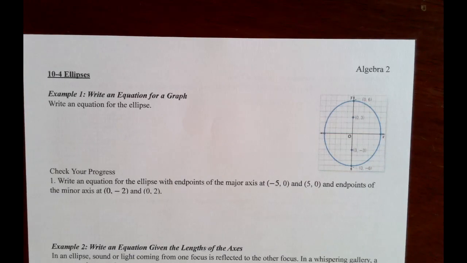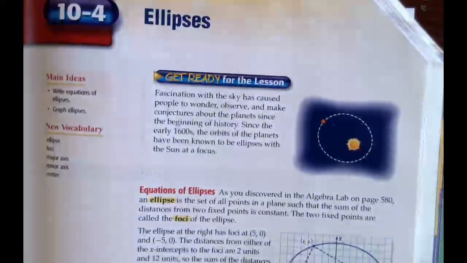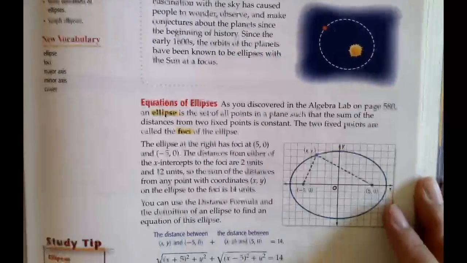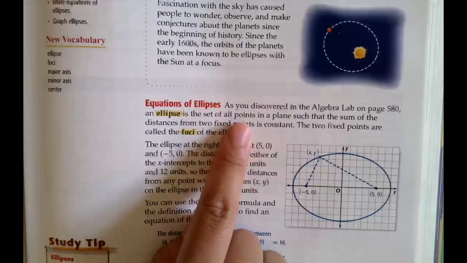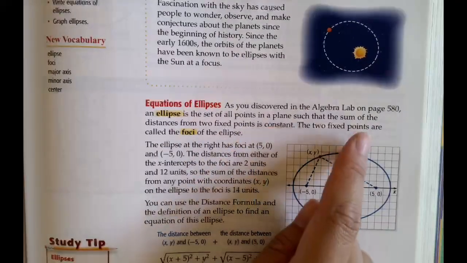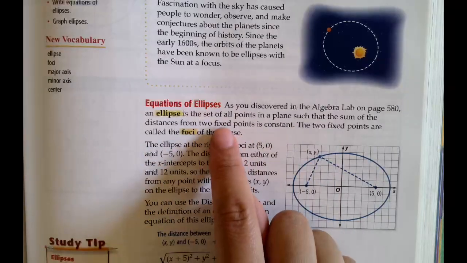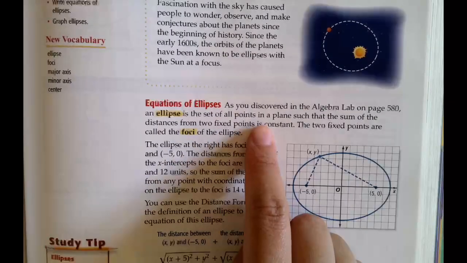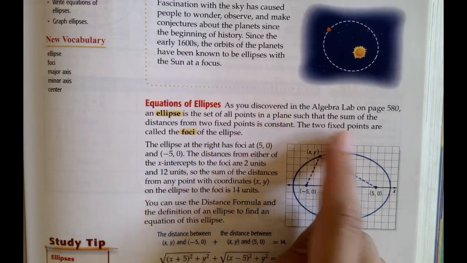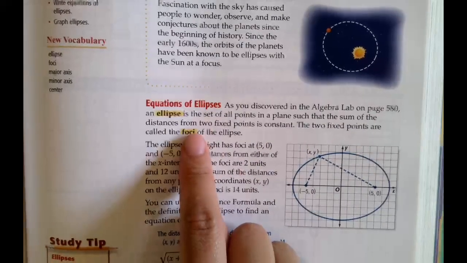Hi guys, so today we're going to be learning about ellipses. Before we get started with our example problems, let's take a look at the textbook in regards to what an ellipse is and some of its key features. An ellipse is the set of all points in a plane so that the sum of the distance from two fixed points is constant. These two fixed points are known as the foci of the ellipse.